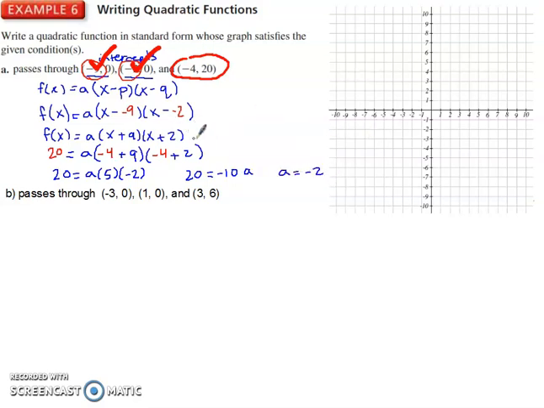So I can go back up to my equation now and replace a with negative 2. So f of x is equal to negative 2 times (x + 9) times (x + 2), and we are done. This is the equation of the parabola that crosses through those 3 points. All right, go ahead and pause the video and try out B on your own.